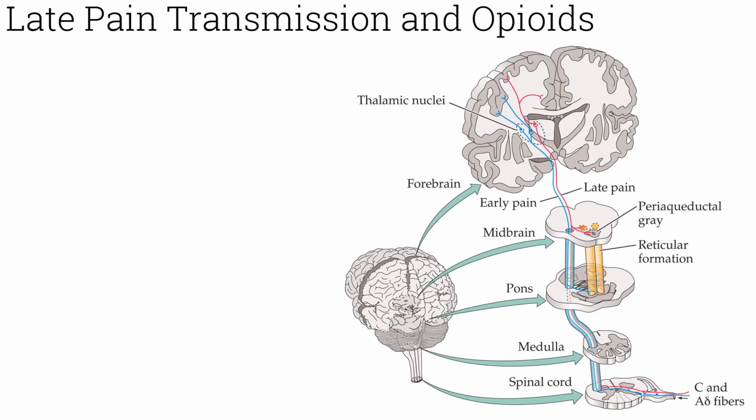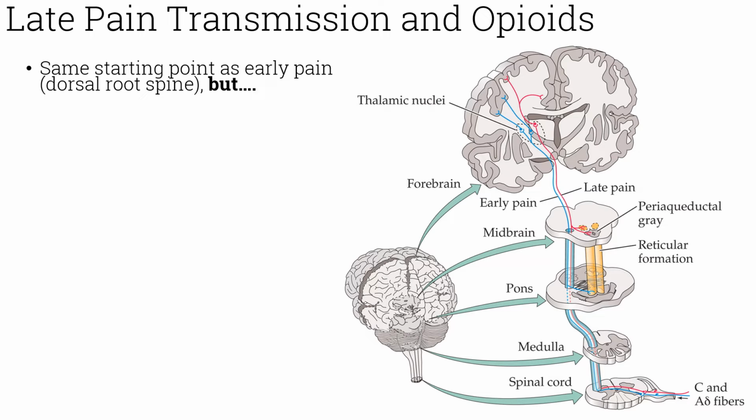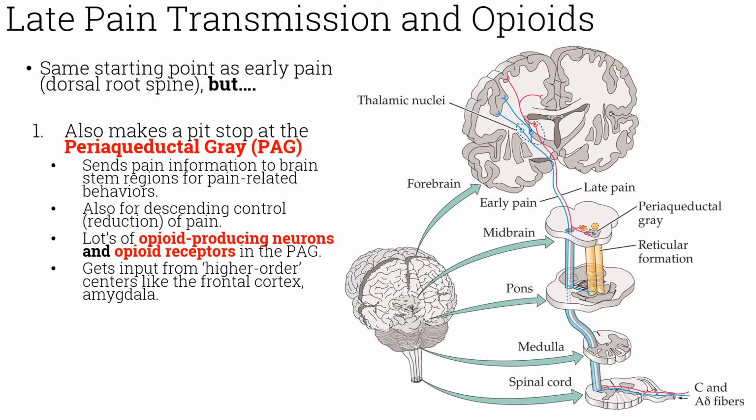Okay, so now let's take a look at late pain transmission through the C fibers, the unmyelinated, slower C fibers in red. We'll have the same starting point. We'll have signal transduction through nociceptors in the periphery. That information is transmitted into the spinal cord and quickly crosses sides. That information is then relayed through to the thalamus, except this time we're going to take a pit stop at the periaqueductal gray.